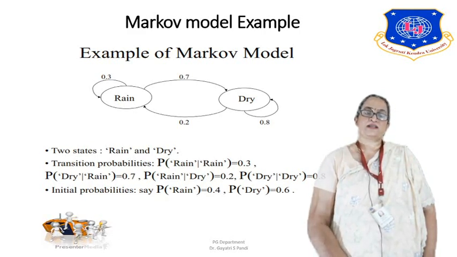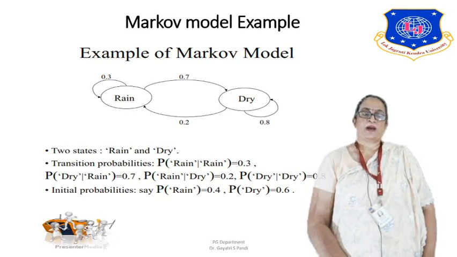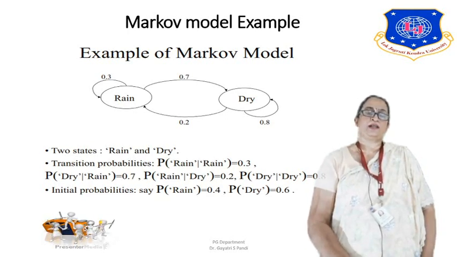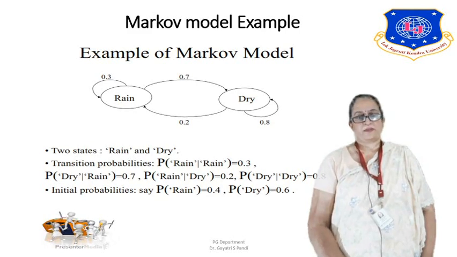As I told you, there are two states, rain and dry, and the transition probability is represented as P of rain given rain, that is 0.3, and probability of dry from rain is defined as 0.7, and probability of rain from dry is defined as 0.2, and probability of dry to dry is defined as 0.8. And the initial probabilities are specified as probability of rain equal to 0.4 and probability of dry equal to 0.6. So this is how the probabilities for a Markov model can be defined.